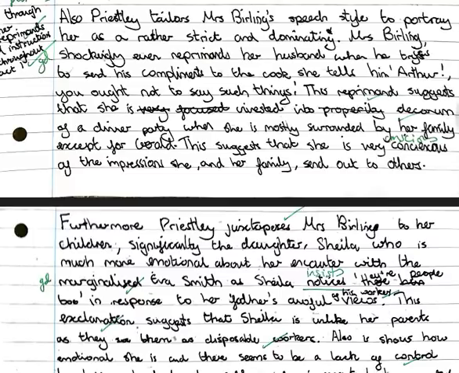Also, Priestley tailors Mrs. Birling's speech to portray her as rather strict and dominating through her reprimands and instructions throughout Act 1. Mrs. Birling shockingly even reprimands her husband when he tries to send his compliments to the cook. She tells him, "Arthur, you ought not to say such things." This reprimand suggests that she's invested in the decorum of a dinner party when she's mostly surrounded by her family, except for Gerald. And this suggests she's very conscious of the impression she and her family send out to others.